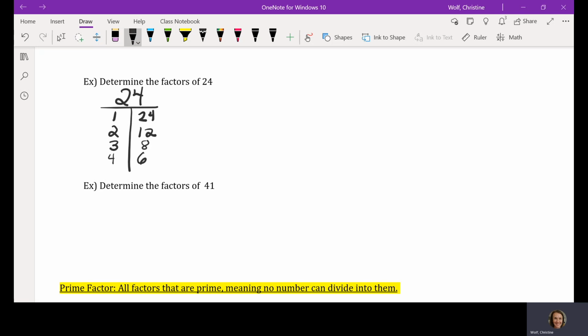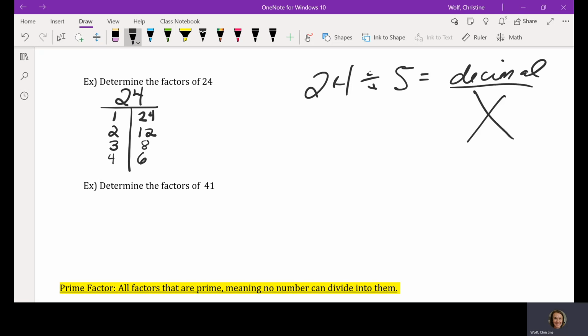If you ask yourself, can 5 go into 24? You go 24 divided by 5, and you'll get a decimal. You won't get a nice pretty number. So that tells us no, 5 does not go into 24. There's no way we can go 5 times something and get 24. So we will not include 5.